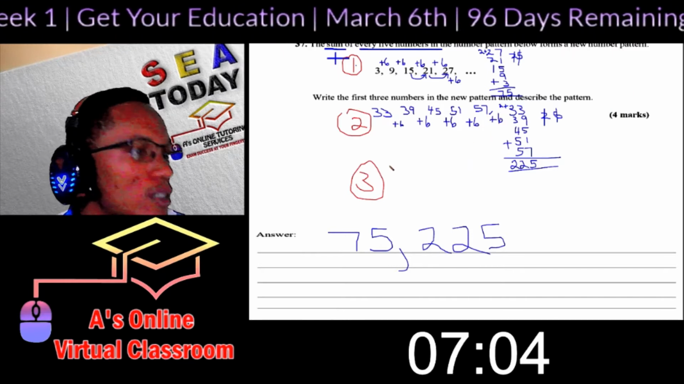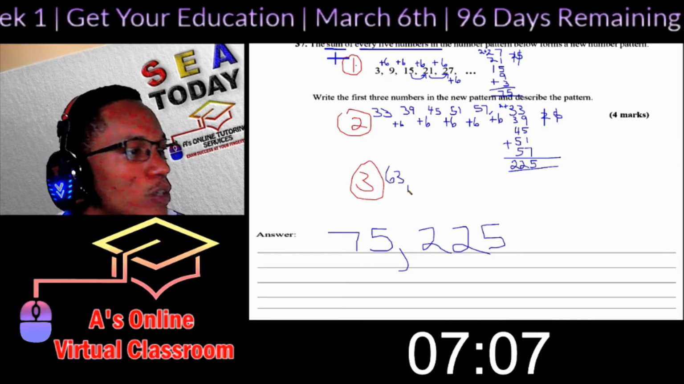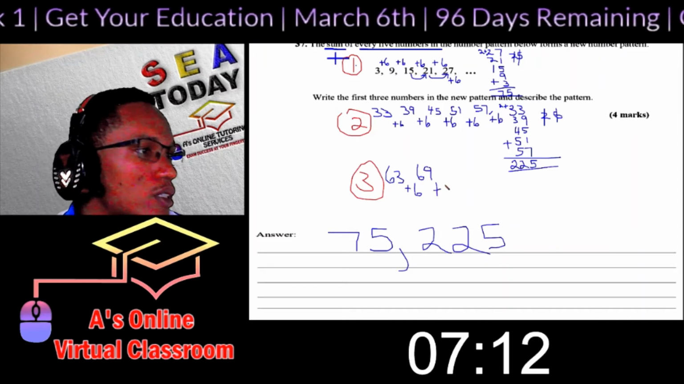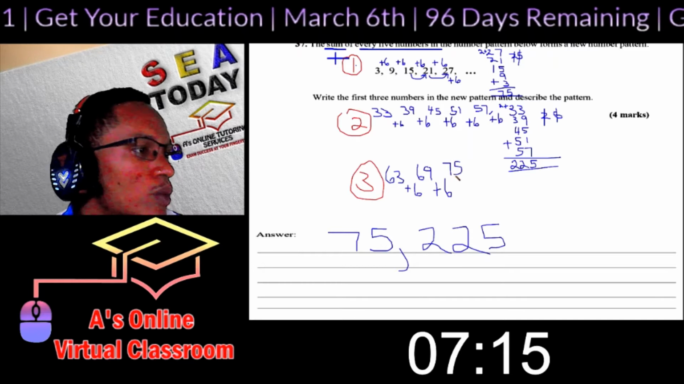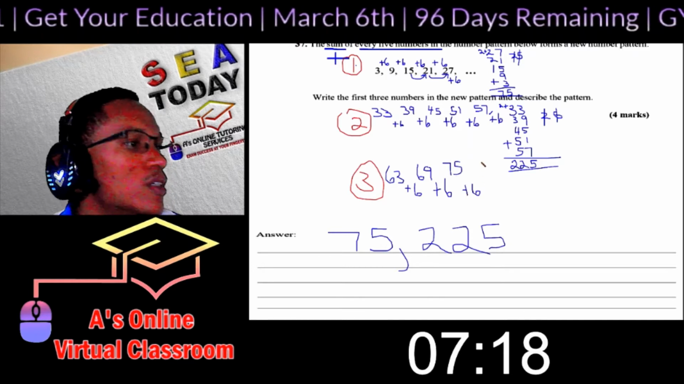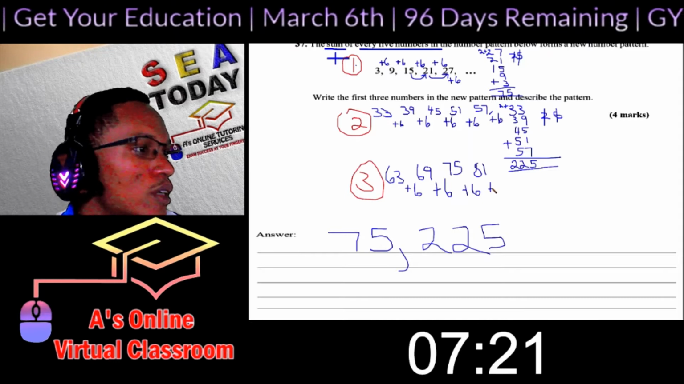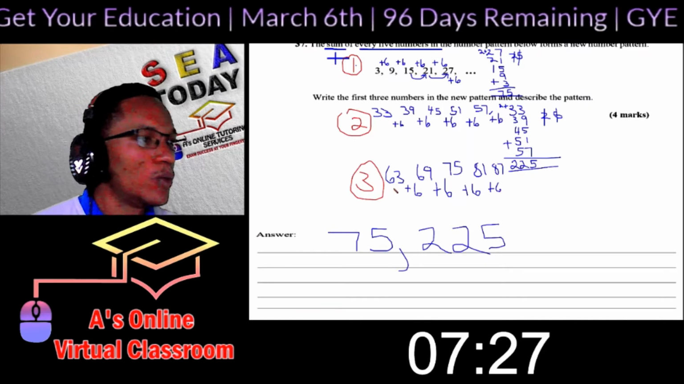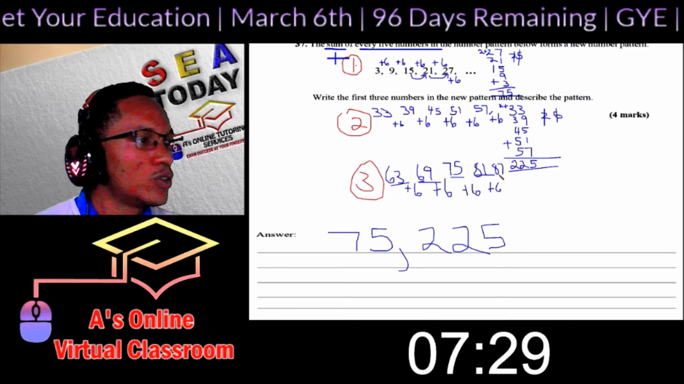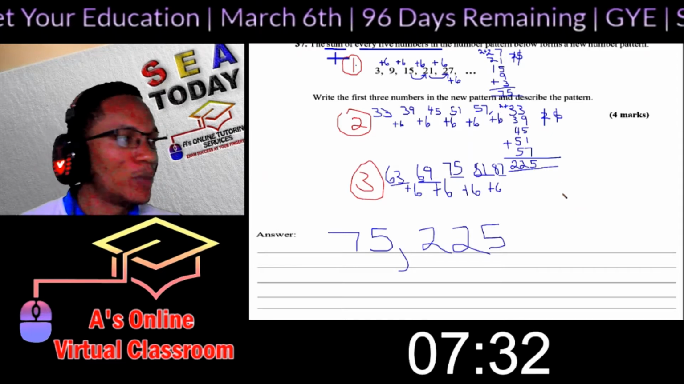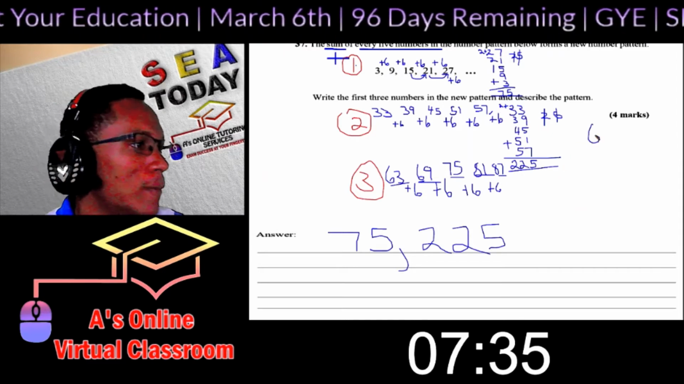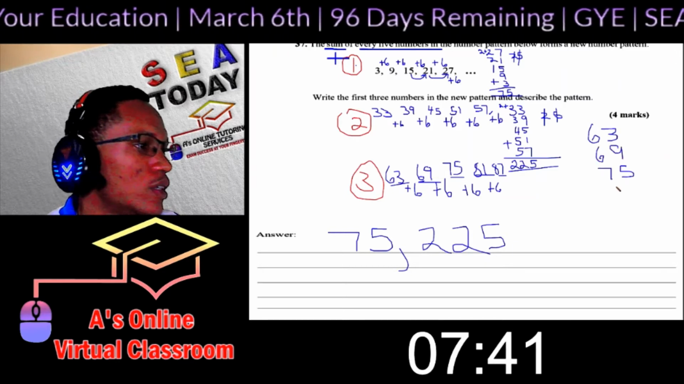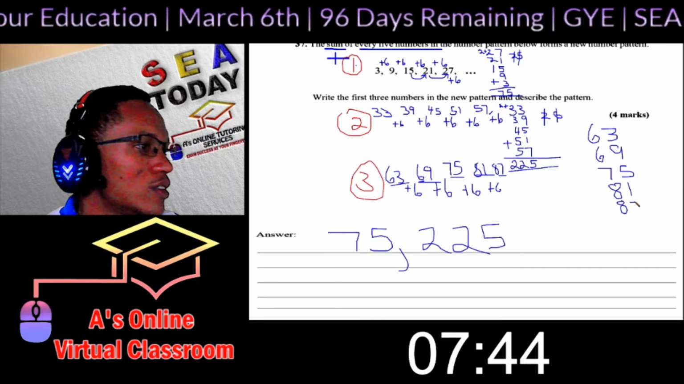57 plus 6 is 63. Continuing, plus 6 is 69. Continuing, plus 6 is 75. Continuing, plus 6 is 81. And the last one, 81 plus 6 is 87. We have 1, 2, 3, 4, 5. The next 5 numbers in our number pattern, just to add them up: 63, 69, 75, 81, 87.